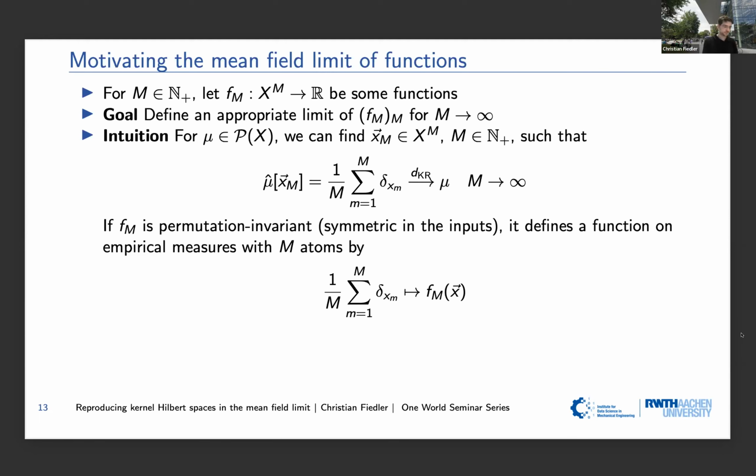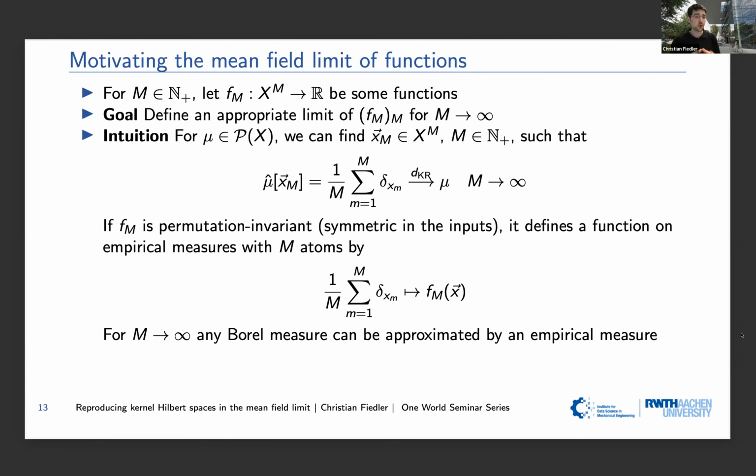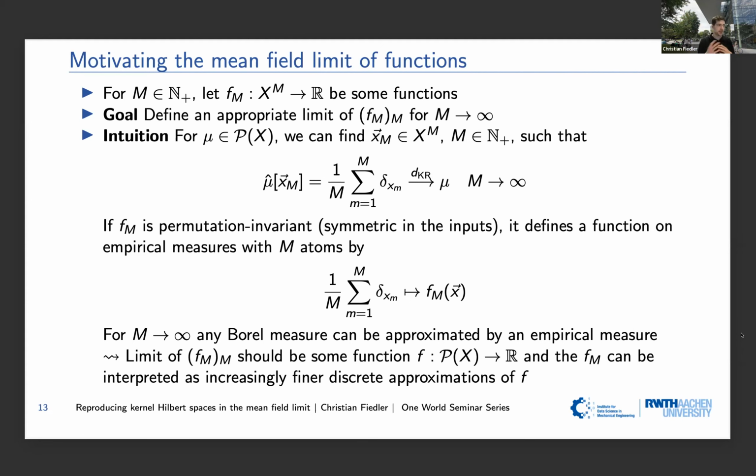Now, if we let the number of atoms go to infinity, we can approximate any Borel probability measure by an empirical measure. And for any empirical measure, because we have f_m for any m, we can then calculate some feature. What this suggests is that the limit of the sequence of functions should be some function f on the probability distributions of X. The f_m can then be interpreted as increasingly finer discrete approximations, via the empirical measures, of this function f. So to a certain extent, we motivate the limit the other way around.